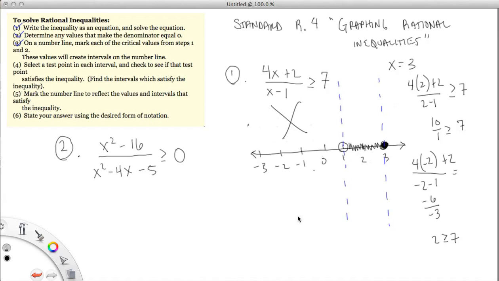Now I'm going to test 4, just to be on the safe side. So I get 4 times 4 plus 2 over 4 minus 1 is greater than or equal to 7. So I get 18 over 3... is that greater than 7? I do not believe so, because this would be about 3.3. So that's also out of the possible solutions. Now I've tested all the possibilities, and I found that the only place this works is in these critical points right here, which is between 1 and 3.